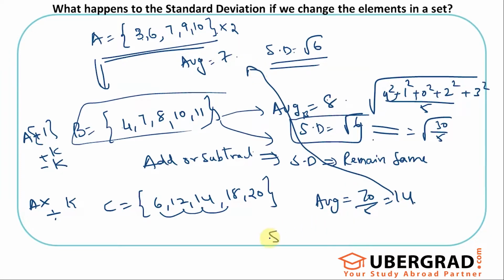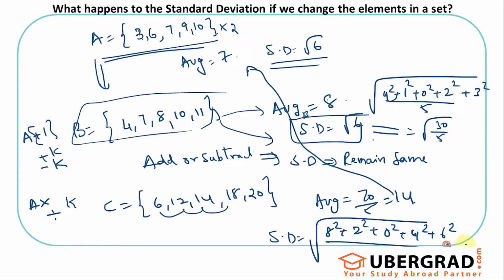You see, it is 2 times the average. And what about the standard deviation? 14 minus 6 square is 8 square. 14 minus 12 square is 2 square. 14 minus 14 square is 0 square. 14 minus 18 is 4 square. And 14 minus 20 is 6 square, by 5. This will turn out to be 64 plus 4, 68 plus 16, so that is 84. 84 plus 36 is 120 by 5.